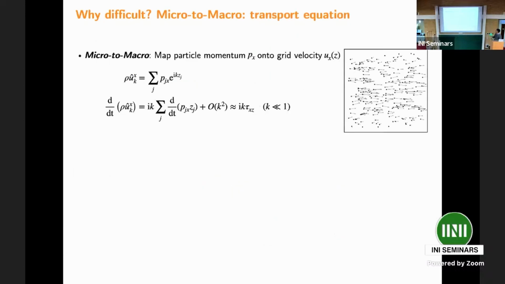So another perspective to understand the challenge for these transport equations is like this.